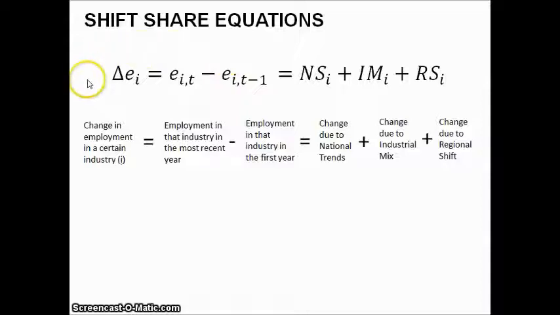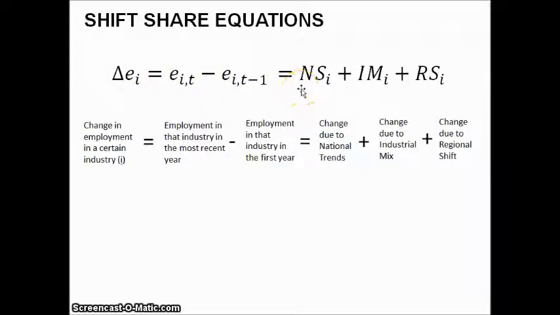So this is the basic formula for shift share. It's just addition and subtraction, so nothing to be concerned about. Delta EI is the change in employment in a particular industry, I. So the change in employment in a particular industry is equal to the employment in that industry in the most recent year that you're looking at, T, minus the employment in that industry in the first year you're looking at. Here it's T minus 1, it could be T minus 10, T minus 2. It doesn't matter, you just need two different years of data.